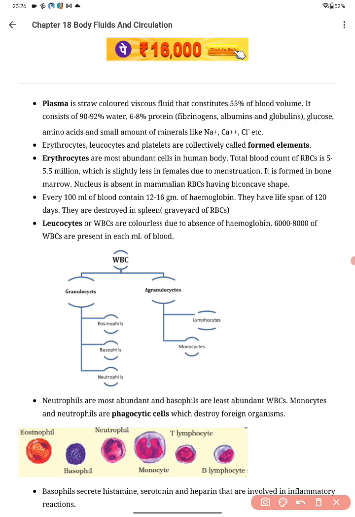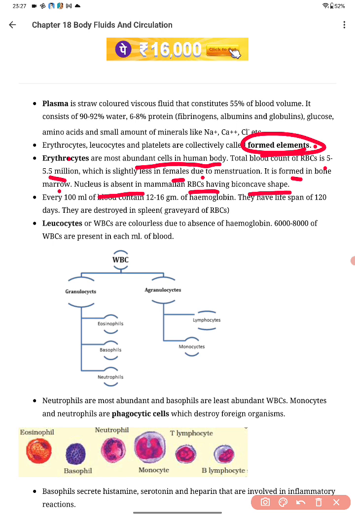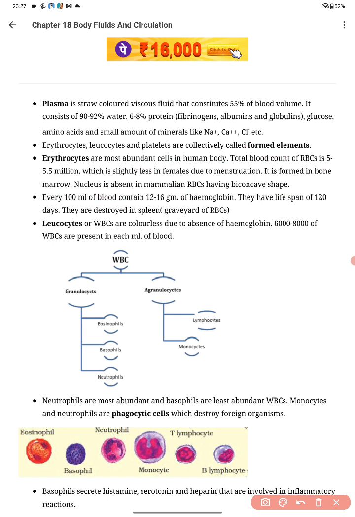Erythrocyte, leukocyte, platelets are collectively called formed elements. Erythrocytes are most abundant cells in human body, and total RBC count is 5 to 5.5 million, which is slightly less in females due to menstruation. Formed in bone marrow. Nucleus is absent in mammalian RBCs, having biconcave shape. Every 100 ml of blood contains 12 to 16 grams of hemoglobin. Lifespan is 120 days. Destroyed in spleen. Spleen is called graveyard of RBC.